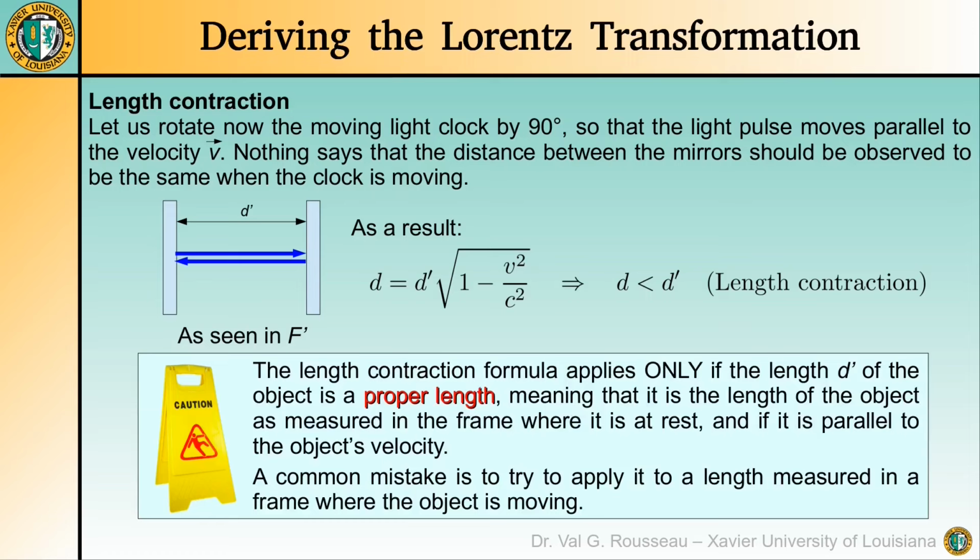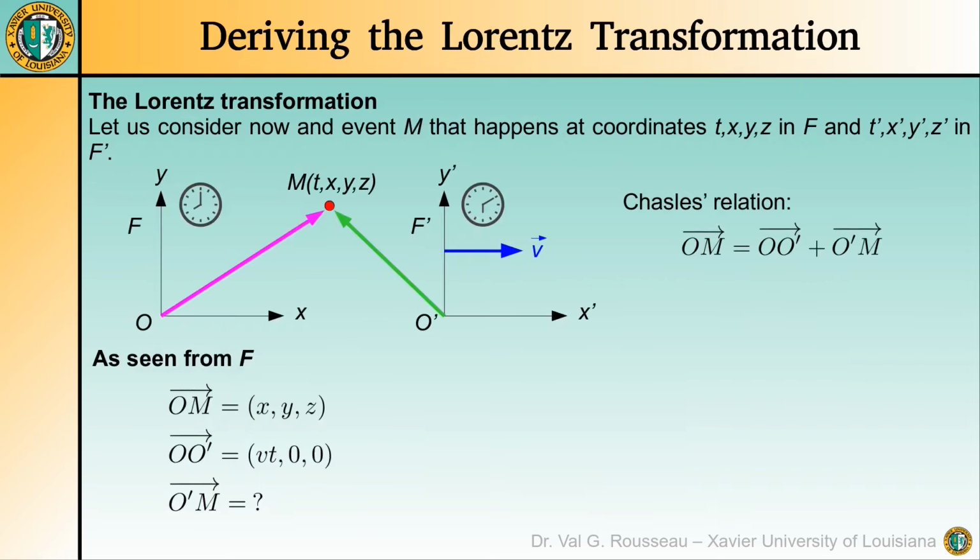Again, a common mistake is to apply the formula to a length of an object that is moving. Since time dilation and length contraction apply only to proper times and proper lengths, we still need to figure out how the coordinates x and t of any event transform when going to the moving frame F prime. For this, let us consider an event M that happens at coordinates t, x, y, z in F and t prime, x prime, y prime, z prime in F prime, and consider the situation as seen from F.